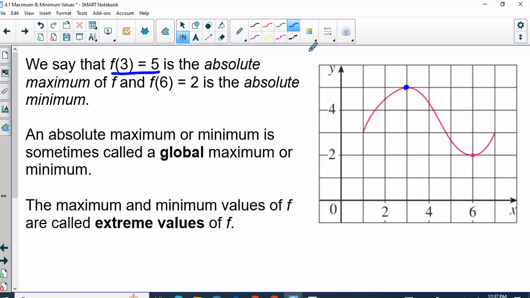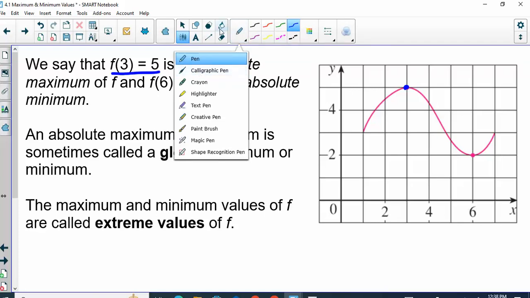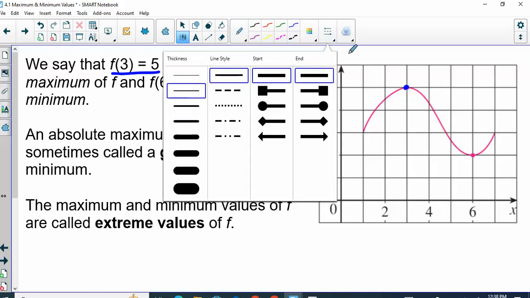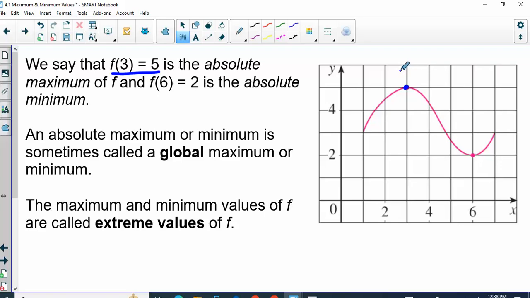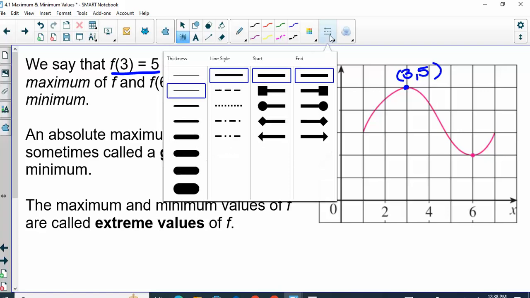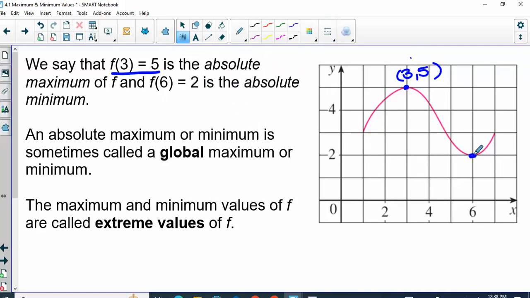If you're looking in the book, they always write it as ordered pairs, so they'll say like f of 3 equals 5. I don't use function notation as much, most of the time I just write the ordered pair. So we can do any of those things. We have an absolute minimum right here, so that would be the point (6, 2), or you can say f of 6 equals 2. They can be called global or absolute. If I ask you to find extreme values, that's saying find all the maxes and mins. One thing about these, they can be endpoints.